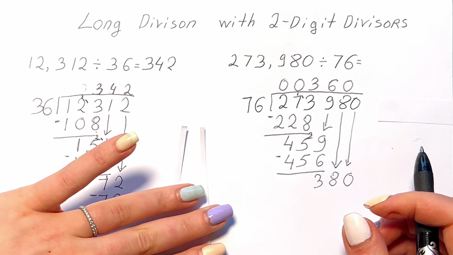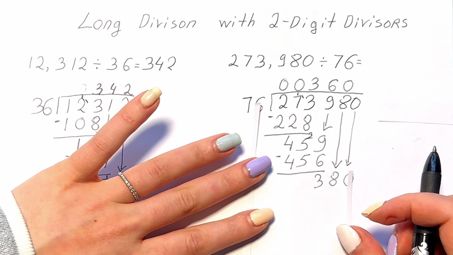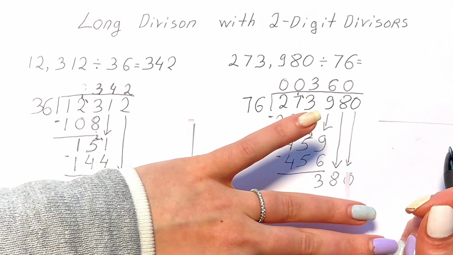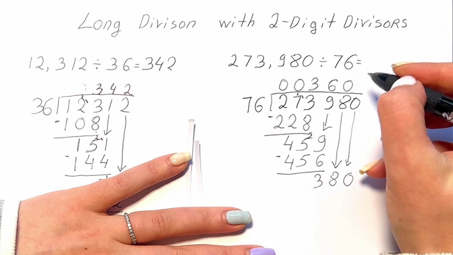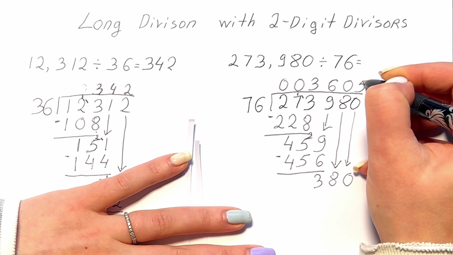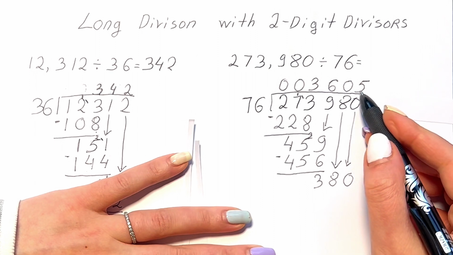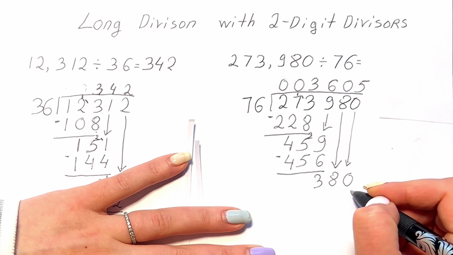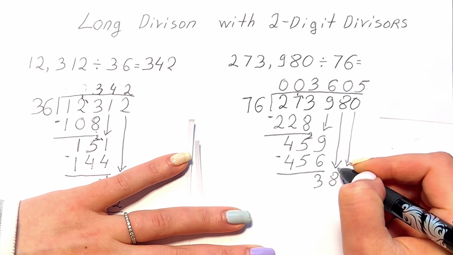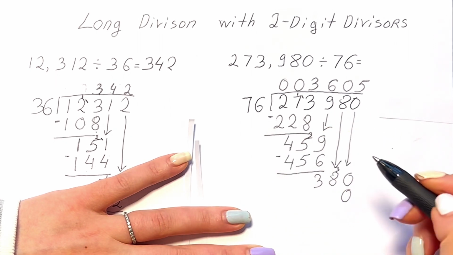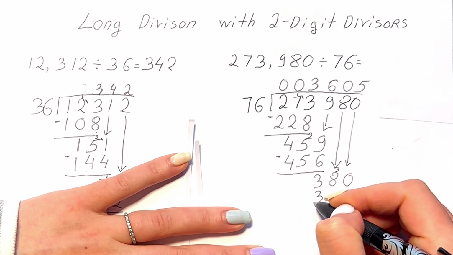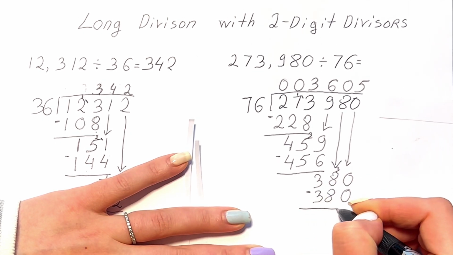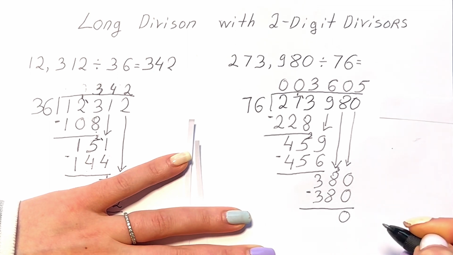And again, the same way, I'm gonna cover the last digits. 7 goes to 38 5 times. It means 76 goes to 380 5 times. Let's multiply 5 by 76. 5 times 6 is 30. I'm gonna put the 0 and carry the 3. 5 times 7 is 35. 3 more will be 38. Let's subtract and get the remainder, which is 0.